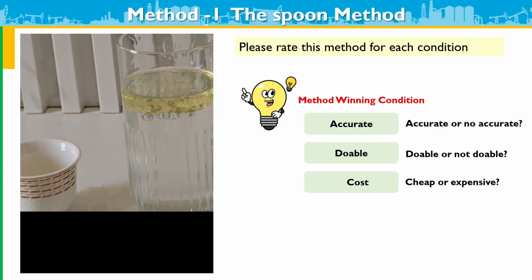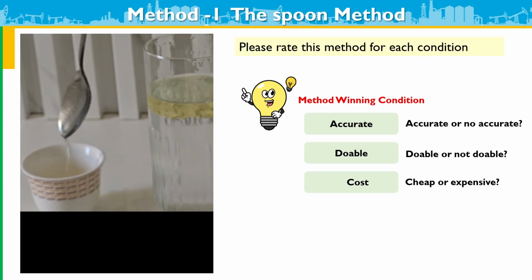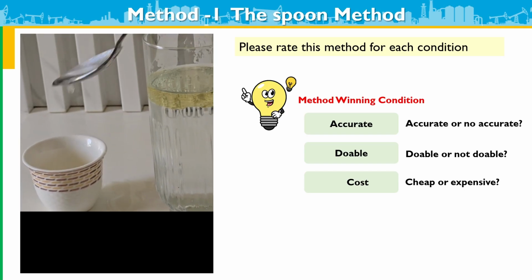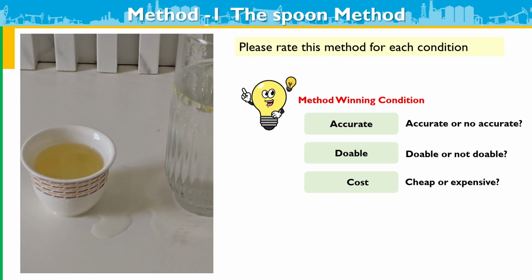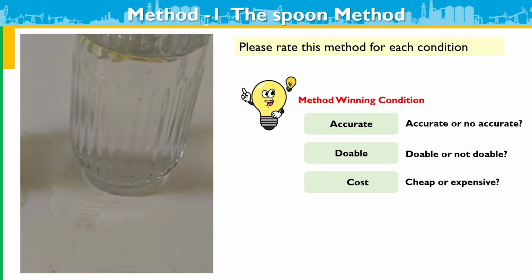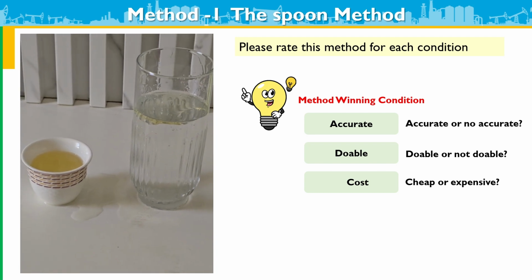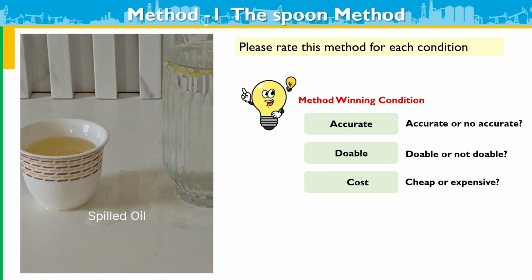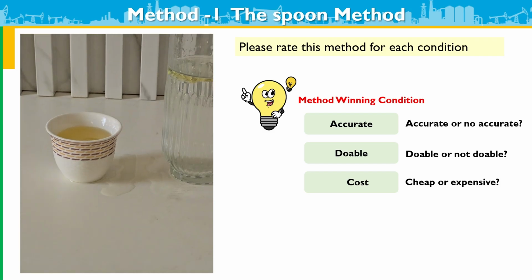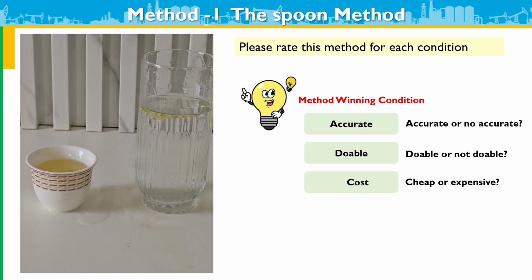Imagine if your work is to do this task every day. Keep observing. You can see there is spilled oil on the table. And this is the total measured amount of oil in the cup. The amount should be 50 ml, and the capacity of this small cup is 50 ml, but it doesn't fill it.